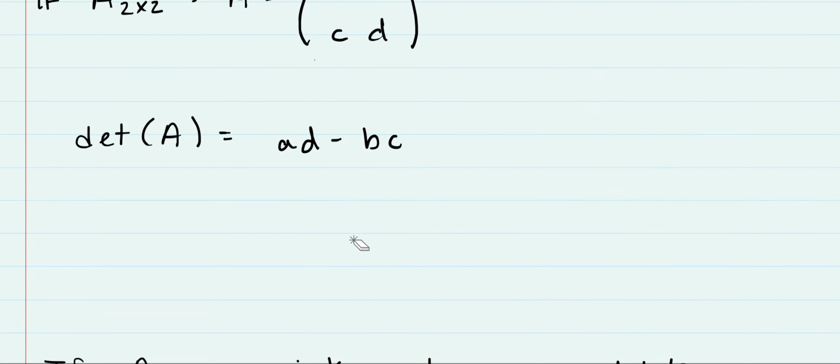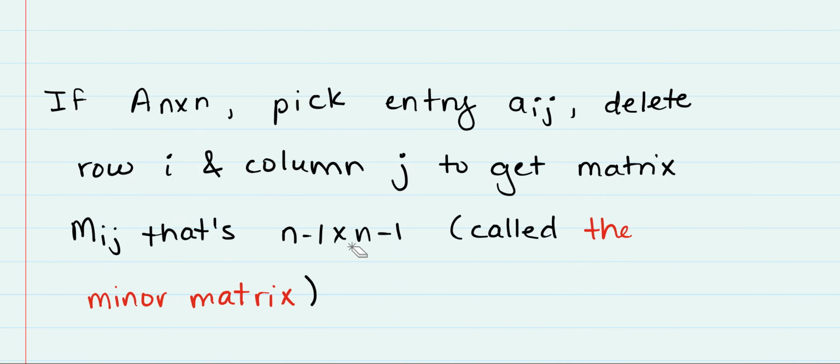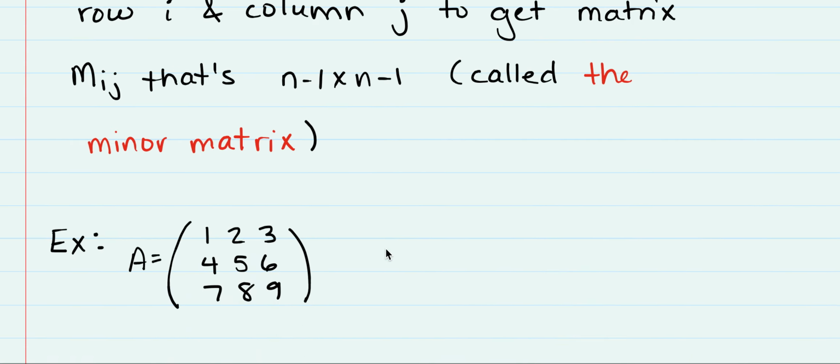Now for larger matrices, the determinant is a little more complicated, so we need to introduce some terminology. If A is an n by n matrix, we're going to pick the entry Aij and delete row i and column j to get a matrix which we're going to call capital Mij, which is known as the minor matrix, and its size is n minus 1 by n minus 1. Let me show you what I mean.